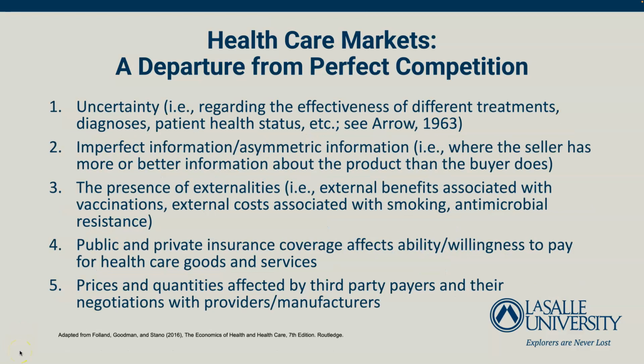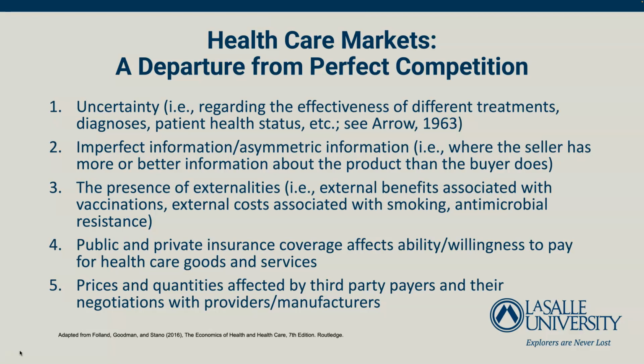We also have considerable uncertainty in the healthcare sector, for instance, regarding the effectiveness of different treatments or diagnosis or patient health status. And this, in essence, has given rise to the entire field of health economics, starting with Kenneth Arrow's paper in 1963. In that paper, he pointed out that in the healthcare sector, we have imperfect information or asymmetric information where the seller has more or better information about the product than the buyer does. Also, maybe the patient has more or better information about their own health or behaviors than a health insurance company would.